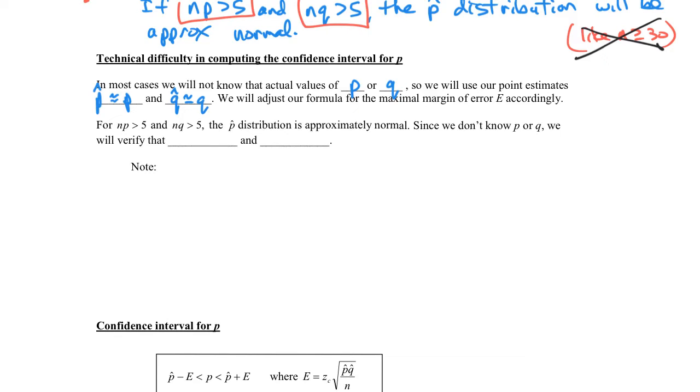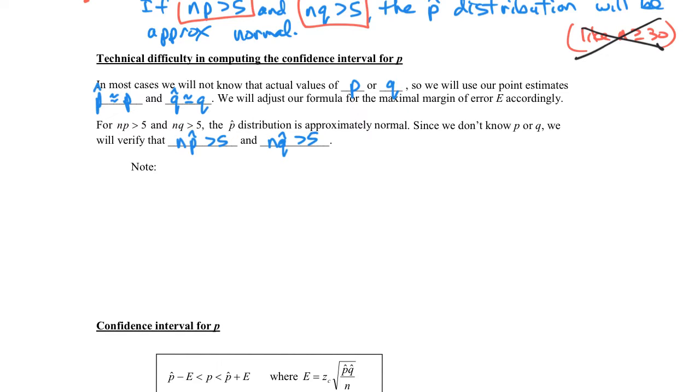So instead of using P and Q, we're going to use P hat and Q hat. And we'll also adjust our formula for E, the maximum margin of error, accordingly. So here's the key to this. For NP greater than 5 and NQ greater than 5, the p-hat distribution is approximately normal. Since we don't know P or Q, we will verify that NP hat is greater than 5 and NQ hat is greater than 5.